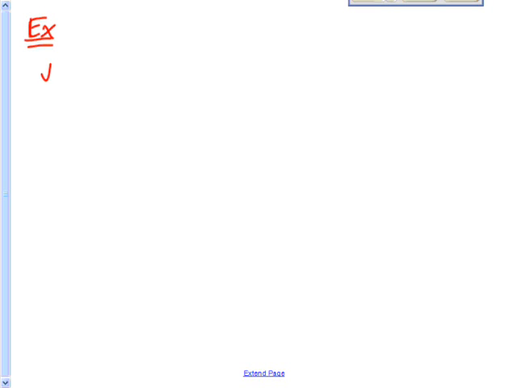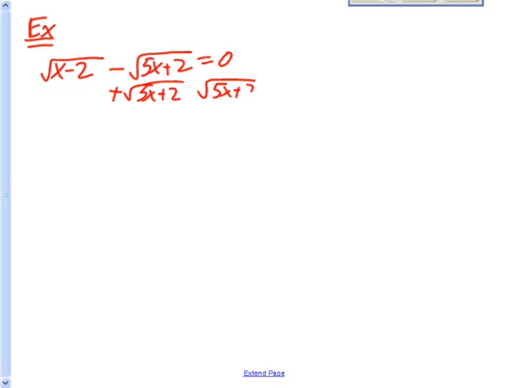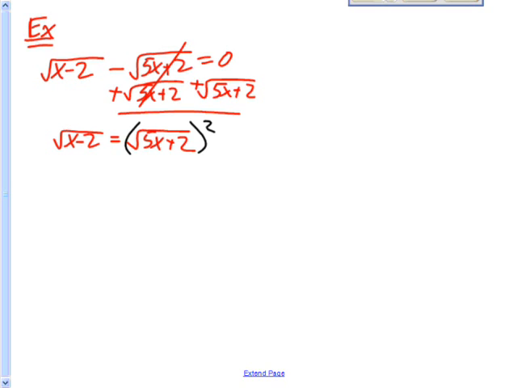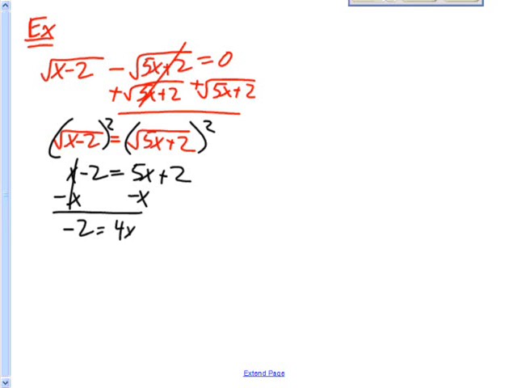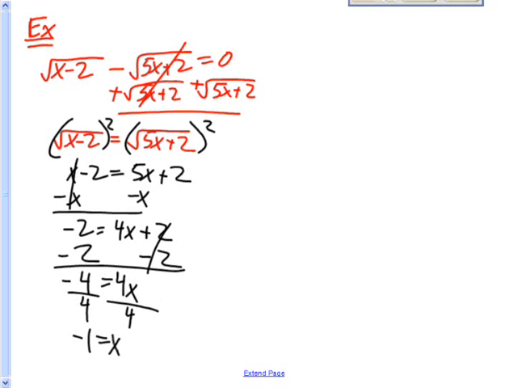Let's do one with two radicals. Okay, so if you've got two radicals, get one on the other side. So let's go ahead and add this to both sides. Undo the radical, so we've got to square both sides now. Solve for x. Subtract 2 now. -4 equals 4x. Divide by 4 now. -1 equals x.